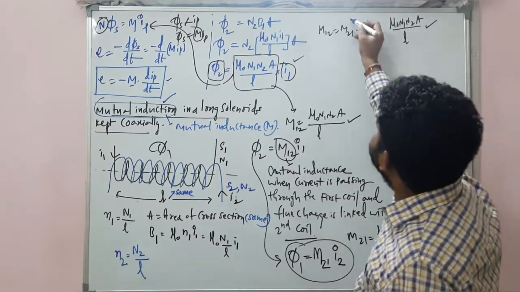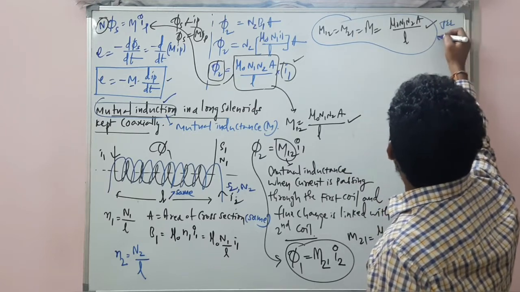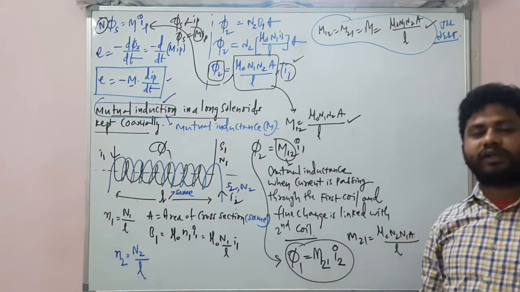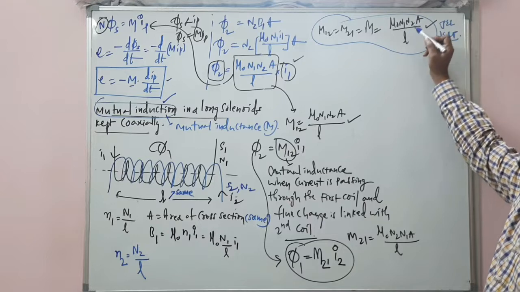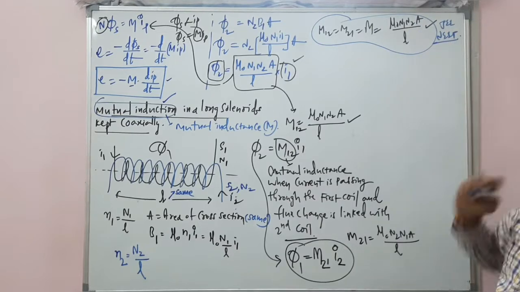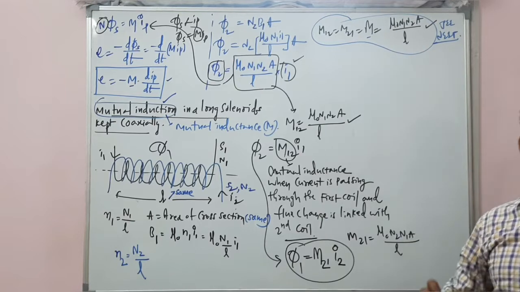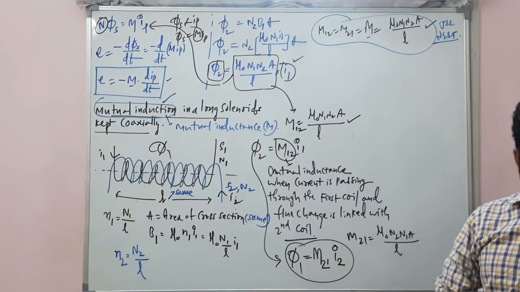Most of the time there were questions in the JEE exam and NEET exam based on this formula. Try to remember the formula and even write it in your formula book. So: mu naught N1 N2 A by L, mutual inductance. Okay, clear? So that's it.